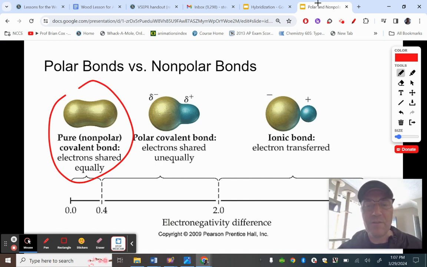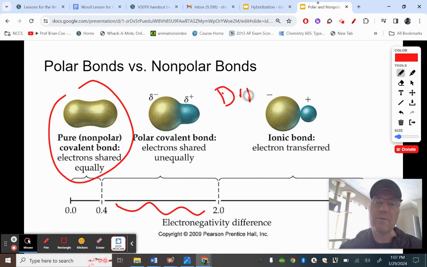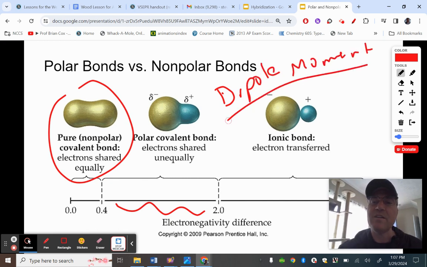So this type of bond is when it's just perfectly even. They typically will give you what we call the electronegativity values, and you subtract them. And if it's less than 0.4, it's purely nonpolar. If it's greater than 0.4, but in this range, it's polar covalent. What polar covalent means is they share unevenly. And these have what we call dipole moment. Okay, so your book's going to talk about dipole moment a lot.